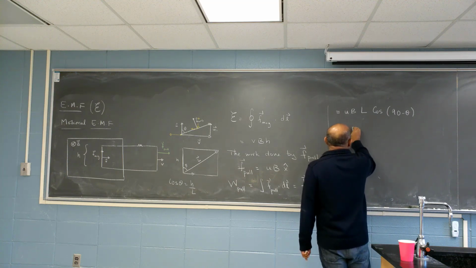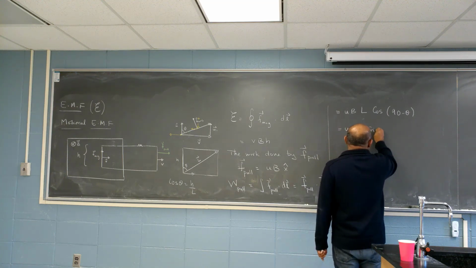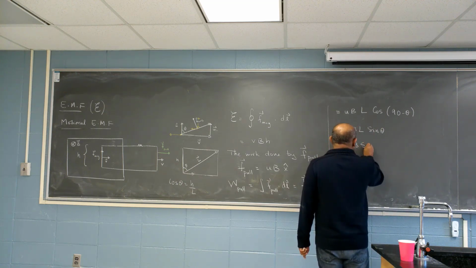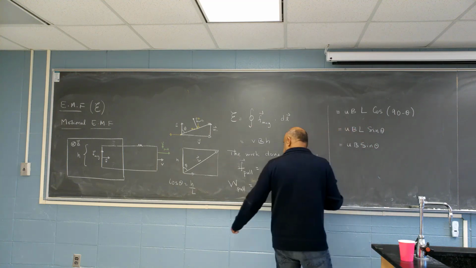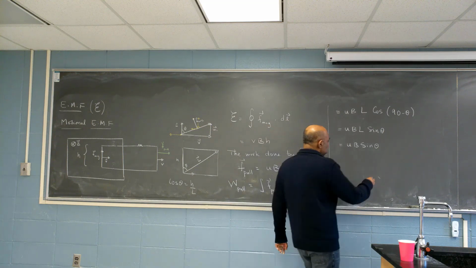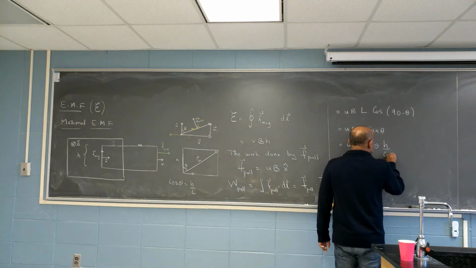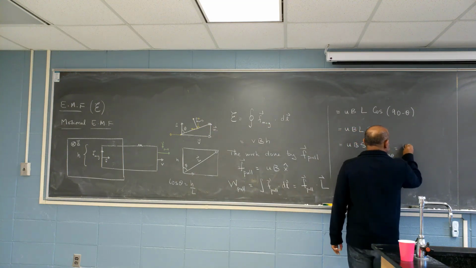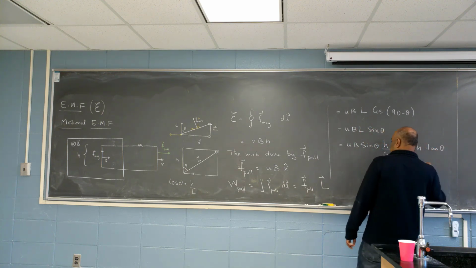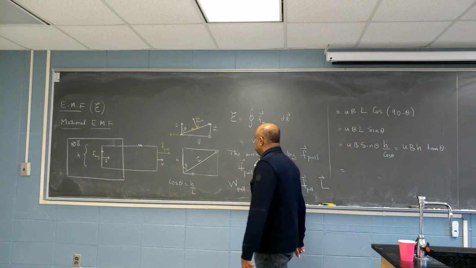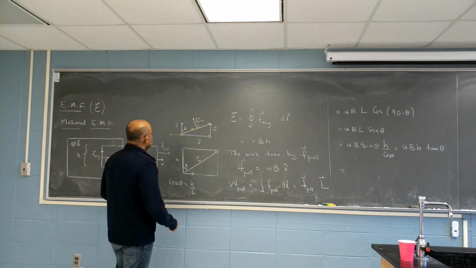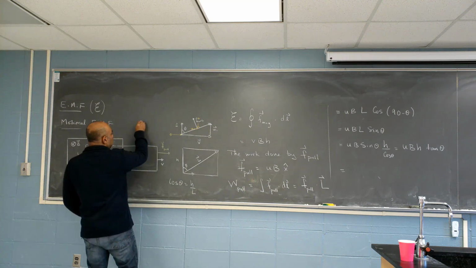That is UBL sine theta, and that's equal to UB sine theta. L is H over cosine theta. H over cosine theta. That is UBH tangent theta. Then I'm going to look at this triangle. So I'm going to draw it one more time.